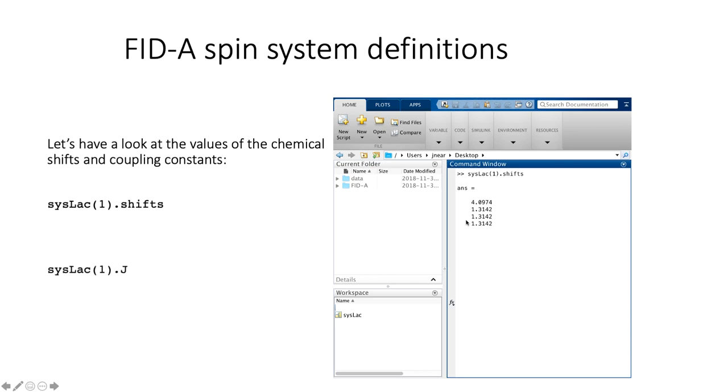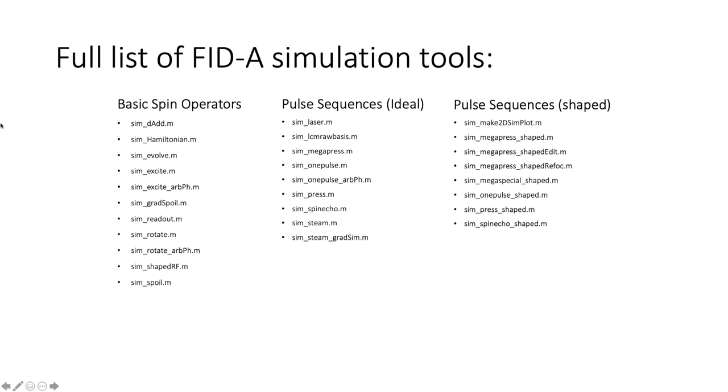I can also look at the coupling constants by typing syslac.j, and here I get a 4x4 matrix that tells us the coupling constant between each proton and every other proton. So in this case, we have a coupling constant of about 6.9 hertz between the first proton and the second, third, and fourth protons.